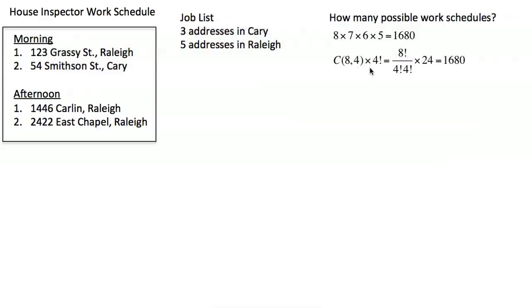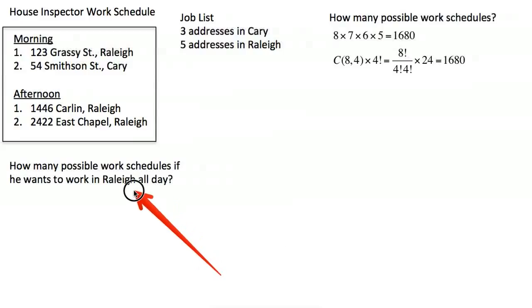Put it all together with the multiplication principle. This many ways to pick the 4 you're going to visit, and this many ways to place those 4 in the 4 spots on the list. Comes out to the same answer. Either of these is a correct solution, this being the simpler, of course.